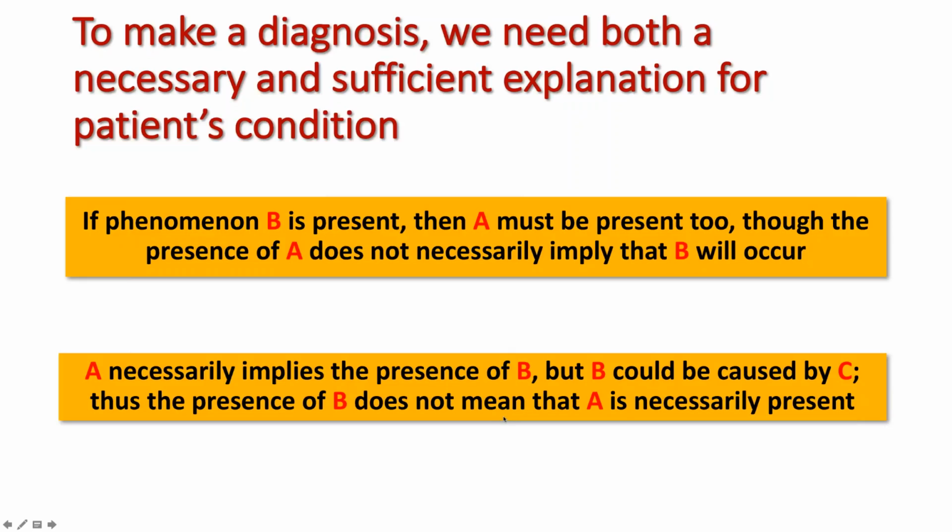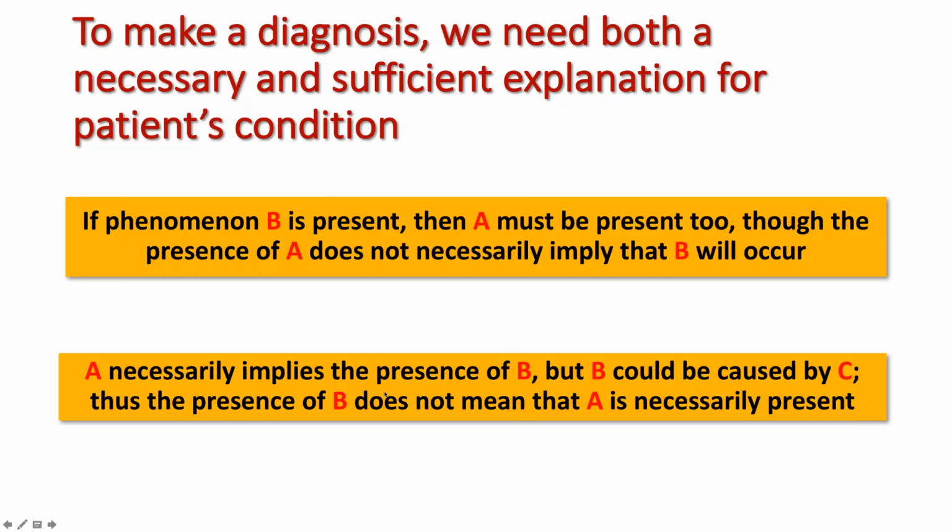So here is an example. Suppose there are two phenomena, phenomenon A and phenomenon B. If phenomenon B is present, then A must be present too, though the presence of A does not necessarily imply that B will occur. So this is a necessary condition. If phenomenon B is present, A is a necessary condition, but A is not sufficient to induce B. On the other hand, when we say that A necessarily implies the presence of B, but B could be caused by the presence of C.